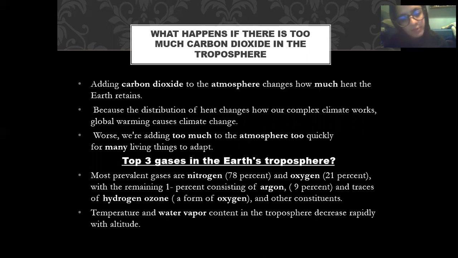The top three gases in the Earth's atmosphere: the most prevalent gas is nitrogen. Oxygen is 21%, and the remaining 1% consists of argon, hydrogen, ozone, and other constituents. Water vapor content in the troposphere decreases rapidly with altitude.